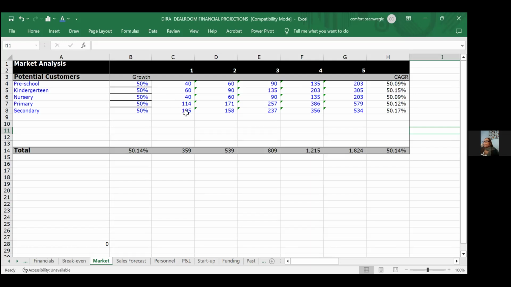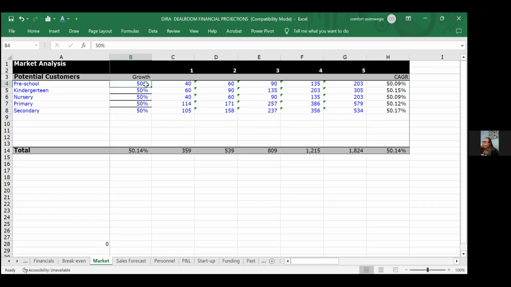So if you are going to sell 40 products in year 1, in year 2, 60, and it goes on and you are going to grow at the rate of 50%, then it's saying that your average growth rate is 50 or 50.14 over that period. That's all this thing is computing. I hope there's no error in this. Okay, no error.